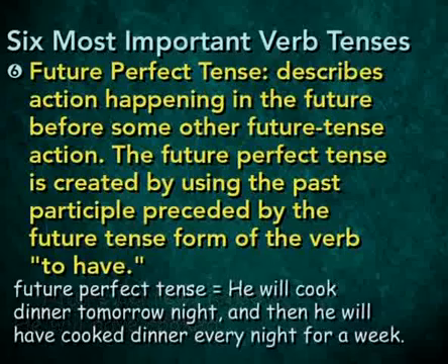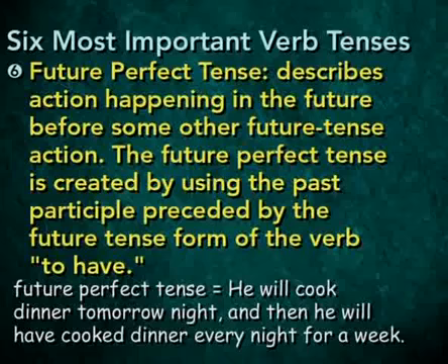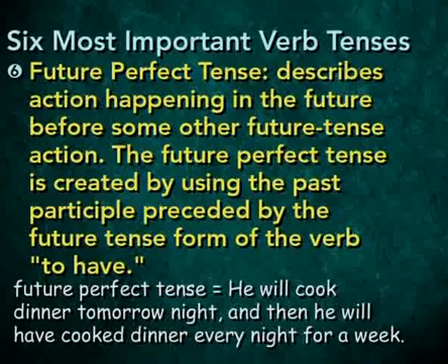Let's look at this example. He will cook dinner tomorrow night, and then he will have cooked dinner every night for a week. Notice what's happening in this sentence. Tomorrow, we're told, he will cook dinner, and when he does that, he will have cooked dinner every night for a week. The action of cooking tomorrow's dinner is taking place in the future tense. He will have cooked dinner every night for a week describes action taken prior to the cooking of tomorrow's dinner. So there's an example of how the future perfect tense is used. Of the six basic tenses in English, the future perfect tense is the one that's used least often.